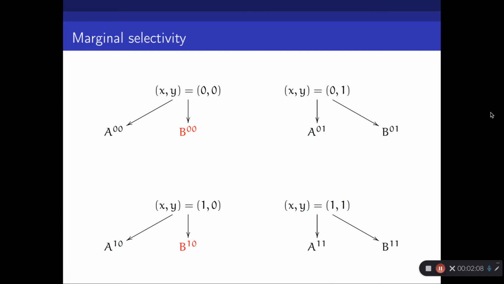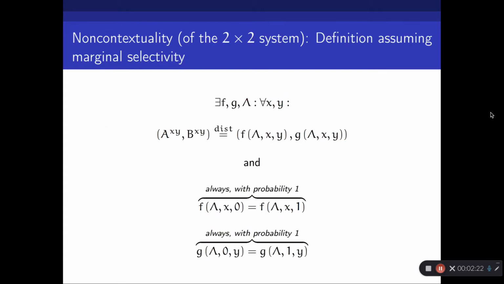Such identity of distributions, if it holds for all pairs of variables responding to the same stimulus property, is called marginal selectivity. But this is only a necessary condition for selective influences. Here is the definition of selective influences in a 2x2 system, assuming that marginal selectivity holds. Such a system is called non-contextual, and for now, we will take this term simply as a synonym for selective influences.